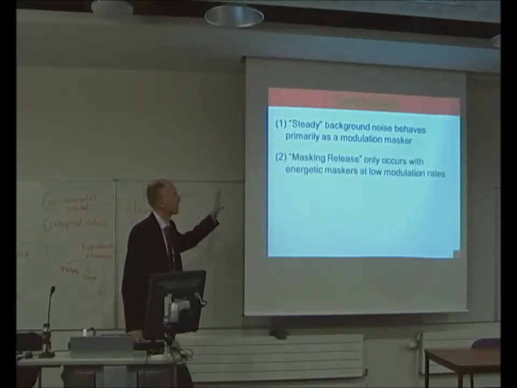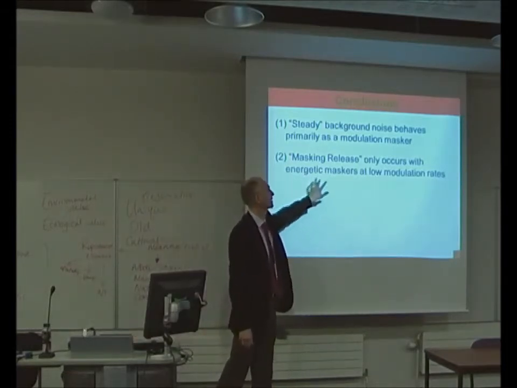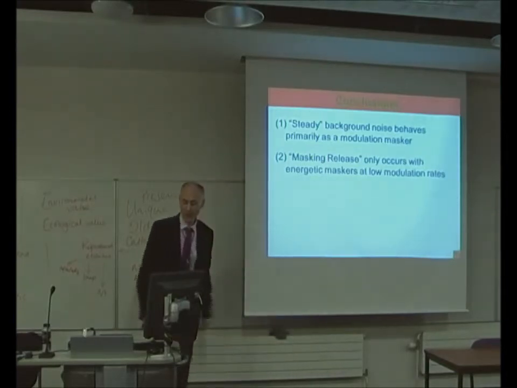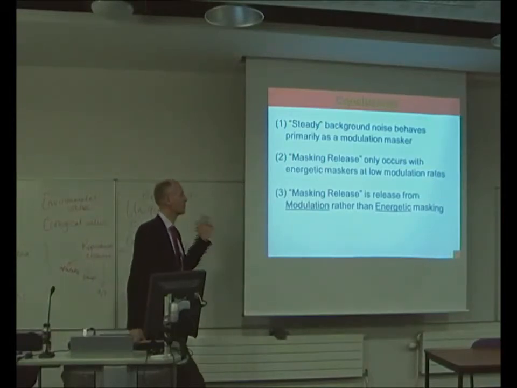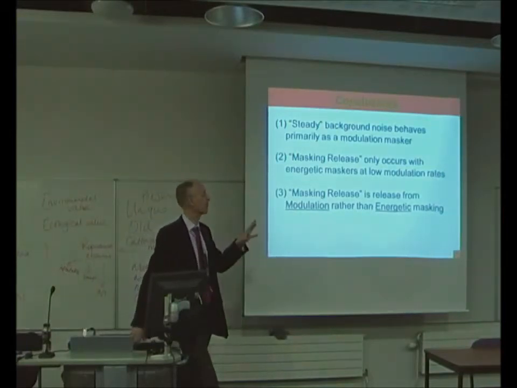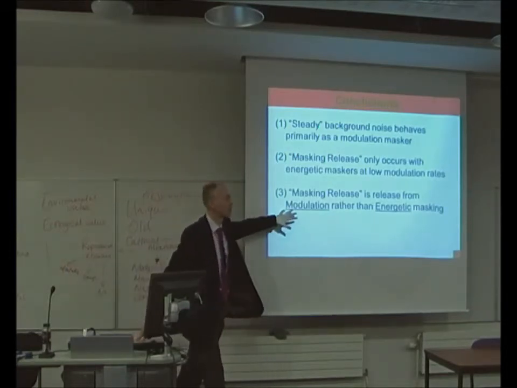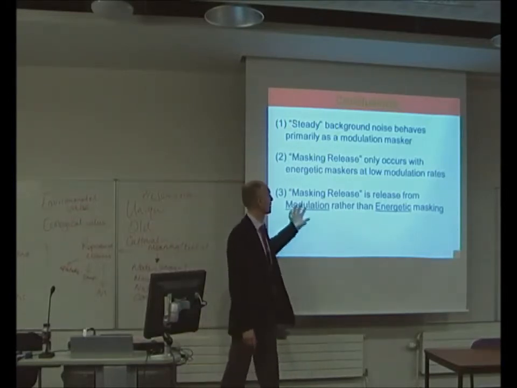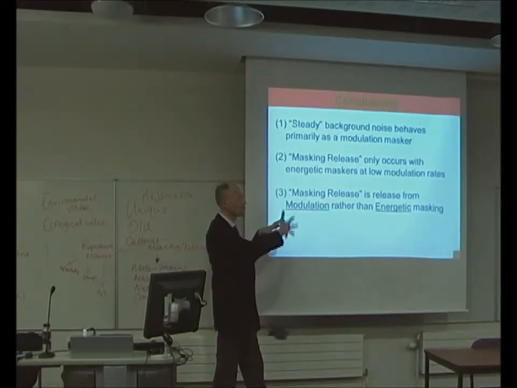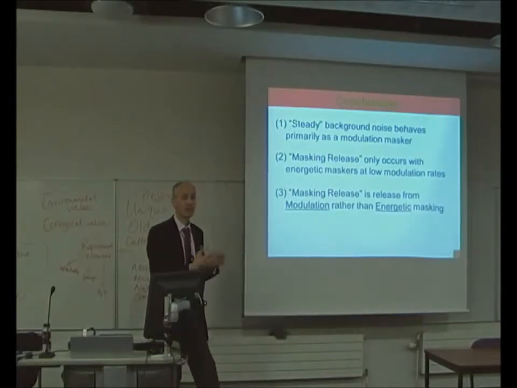And masking release, that is the ability to benefit from fluctuation, if you're measuring with truly energetic maskers, only happens at very, very low modulation rates. What has conventionally been defined as masking release, remember this is the thing people are searching for with hearing impaired people, is actually a release from modulation rather than energetic masking. We've produced some figures in the paper which say that, for the same energy, the modulation is producing about 7 dB more masking than the energetic masking. So it's quite an enormous contribution to the masking.